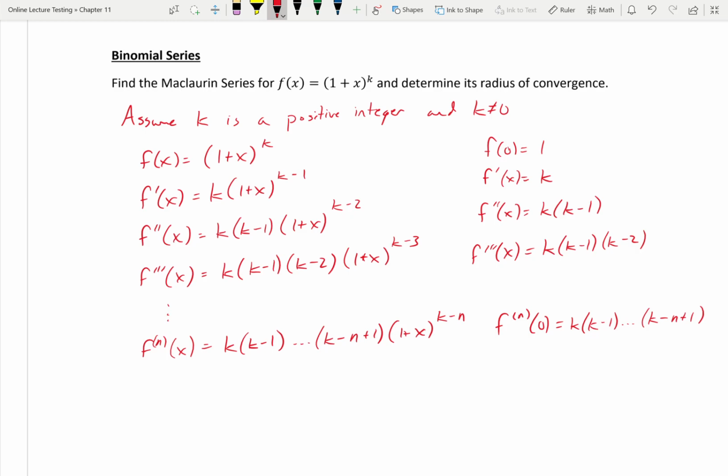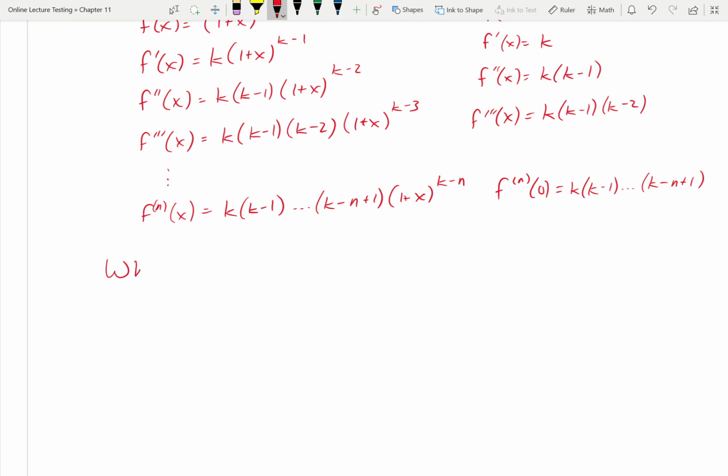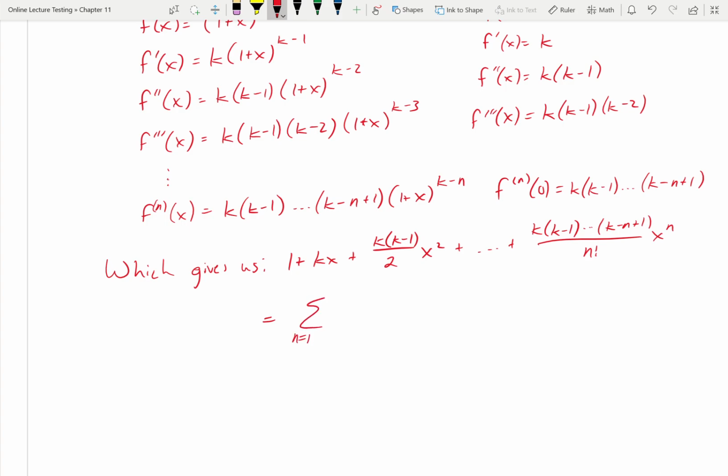All right, which gives us the following. One plus kx plus k times k minus 1 divided by 2, x squared, plus and so forth up to k times k minus 1 times k minus n plus 1, all divided by n factorial, x to the n, which is equal to the series as n goes from 0 to infinity of k times k minus 1 all the way up to k minus n plus 1 over n factorial, x to the n. All right, so we know what this guy looks like.